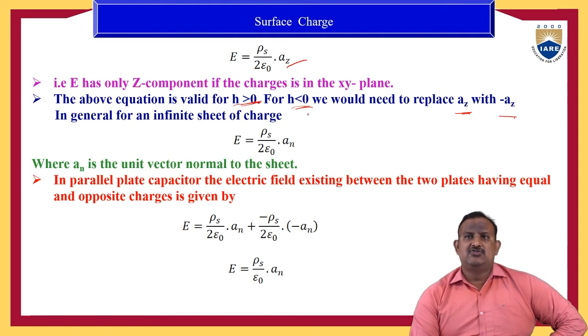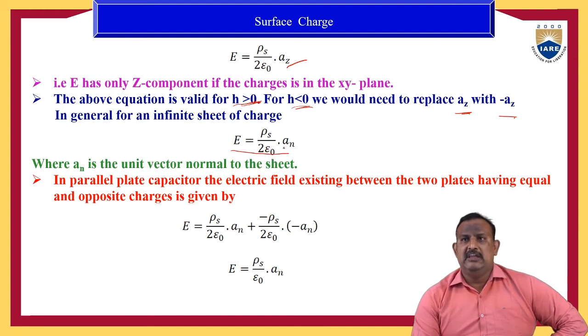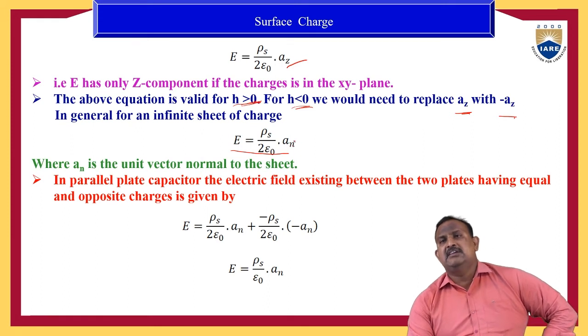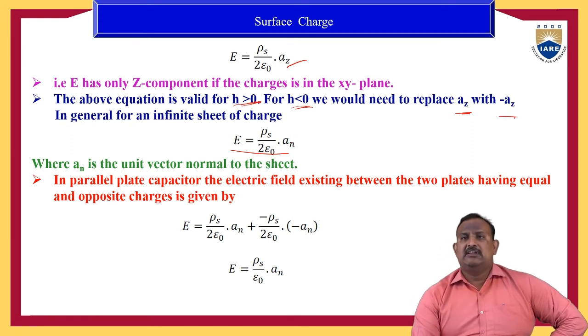Or let us assume in general, the equation is E is equal to rho S by 2 epsilon naught into An, where An is the unit vector. This unit vector is normal to the sheet. Let us assume a parallel plate capacitor.